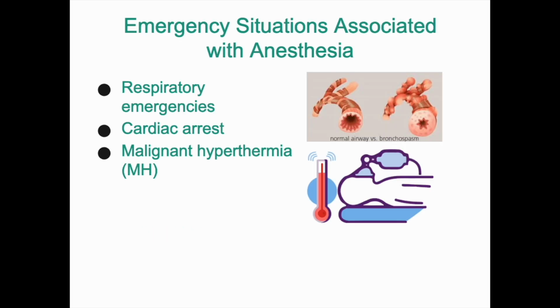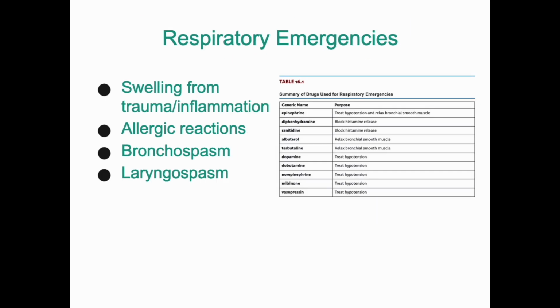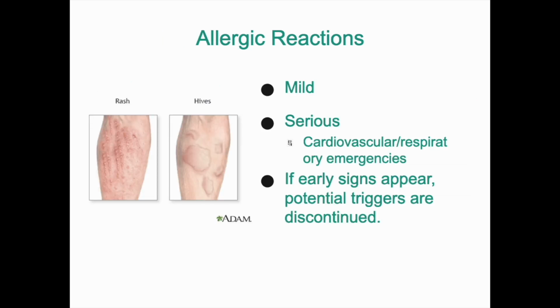Respiratory emergencies during anesthesia include bronchospasms, laryngospasms, and anaphylaxis. Rare but critical emergencies are cardiac arrest and malignant hyperthermia. Table 16.1 shows the generic names and purposes of drugs used for respiratory emergencies. Respiratory problems during surgery can happen for many reasons, such as blocked airways, anesthesia reactions, or other complications.